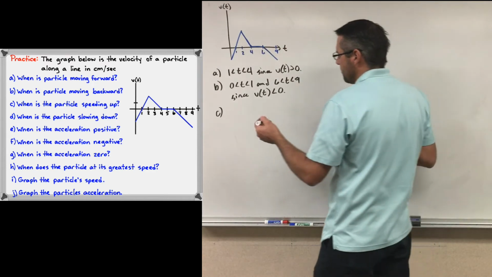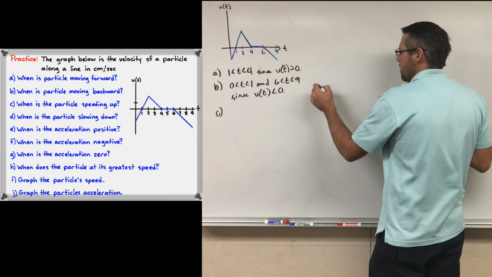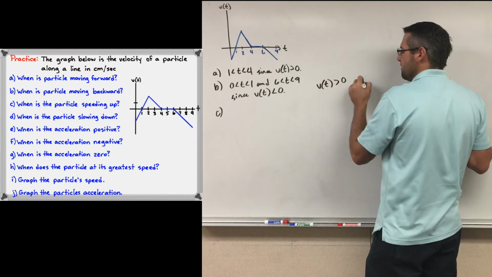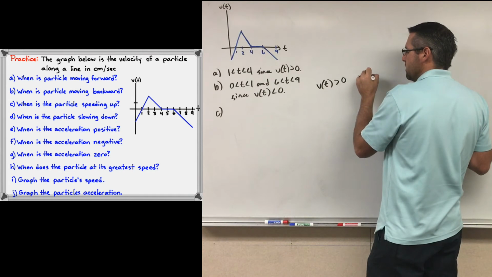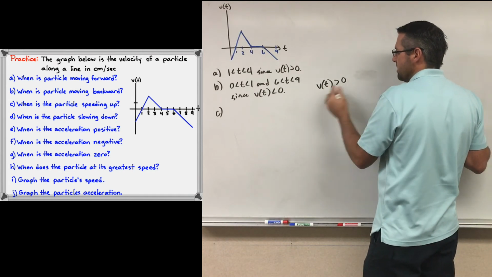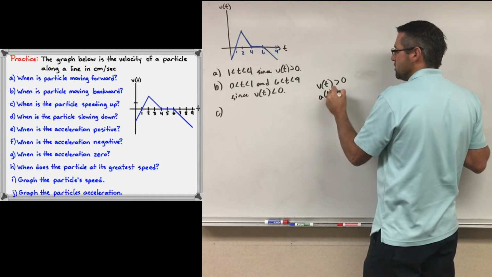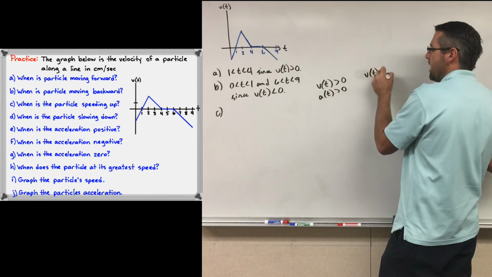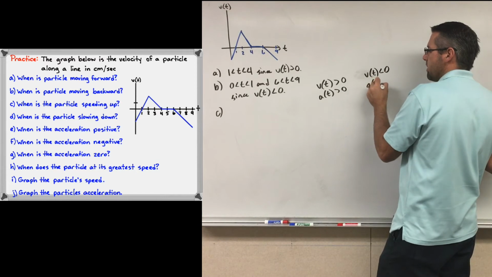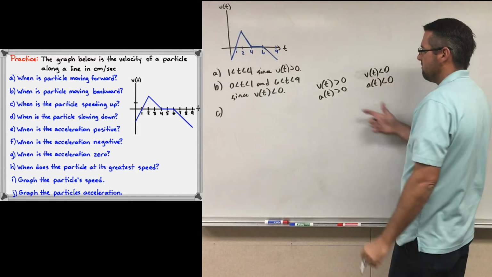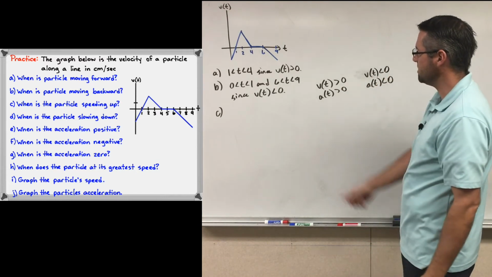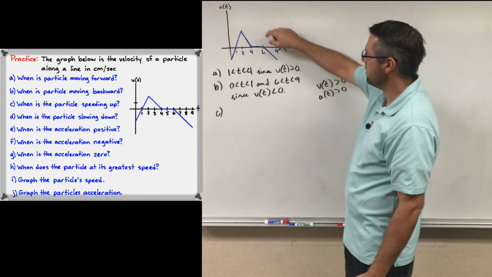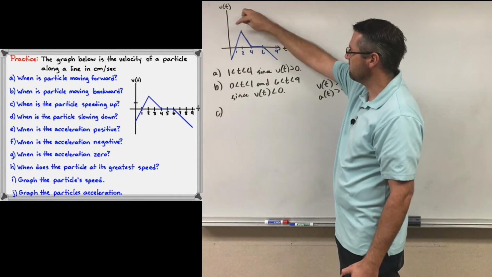Well, let's make a comparison. We want to know when velocity is positive and when acceleration is positive. And we want to know when velocity is negative and acceleration is negative. If velocity and acceleration have the same signs, then I'm going to be speeding up. Well, I know how to tell when velocity is positive. I just answered that in part A. In part B, it's positive when it's above the x-axis.